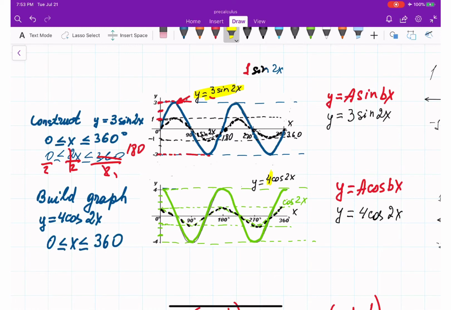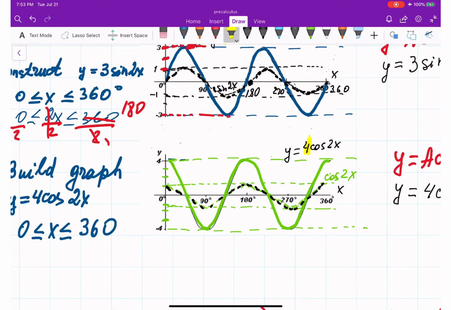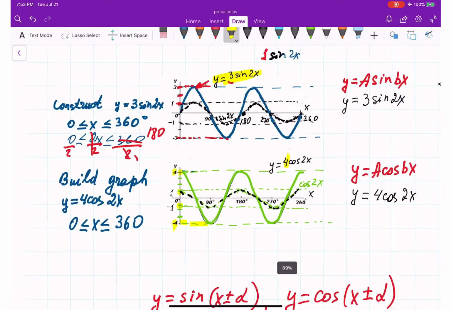Now we need 4 cosine 2x. So our amplitude is going to stretch. Until now it was 1, right? Here is 1 and negative 1. Now it's moving till 4 right here, from positive 4 to negative 4. So we don't shift anything. We just take and stretch it. This 1 becomes positive 4, and negative 1 becomes negative 4 here. And you keep going. So this is your amplitude.